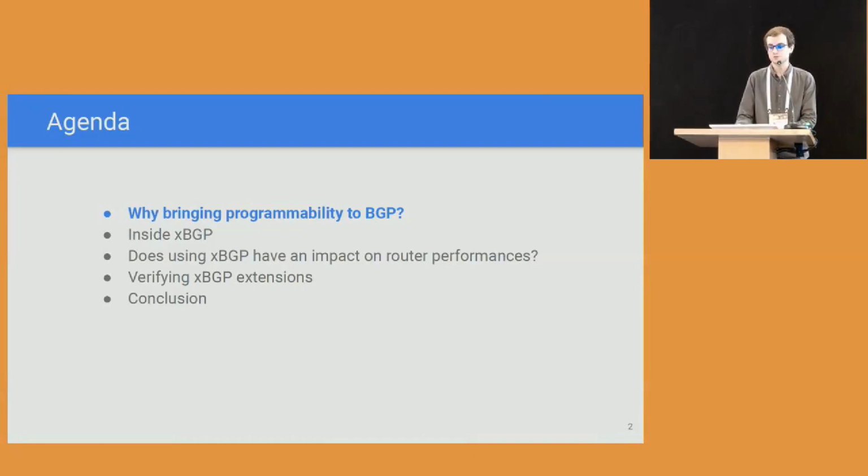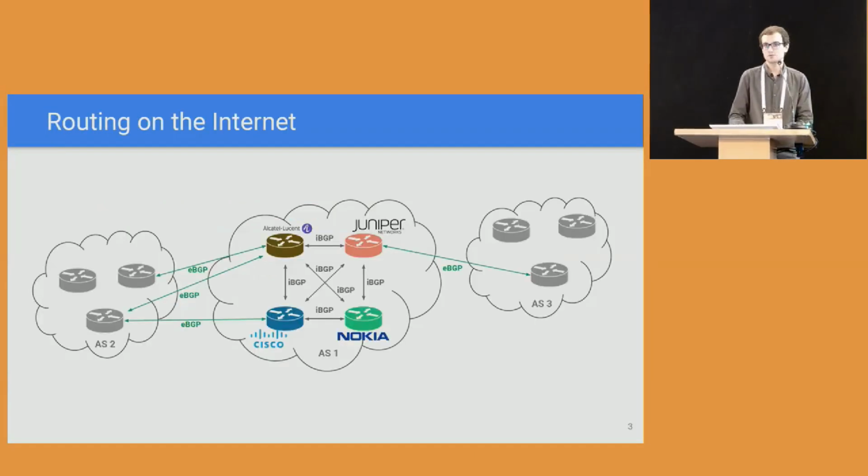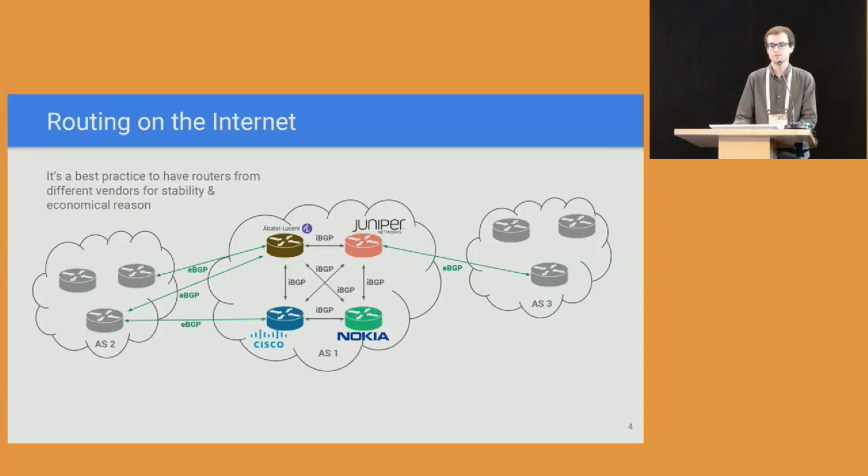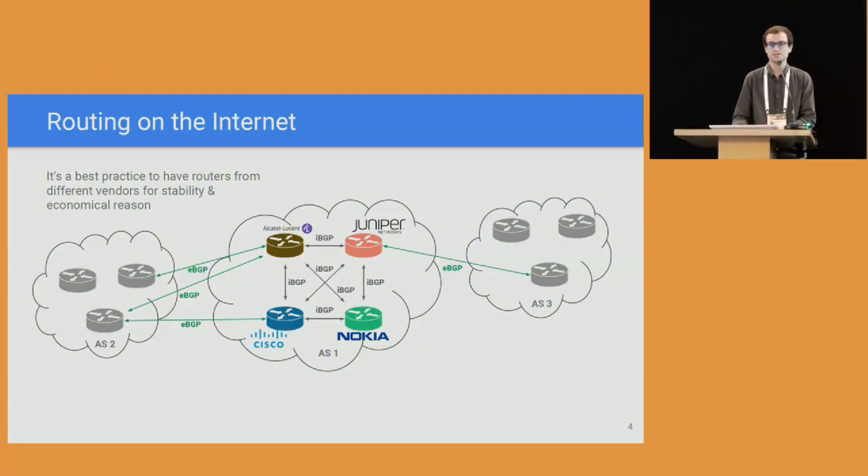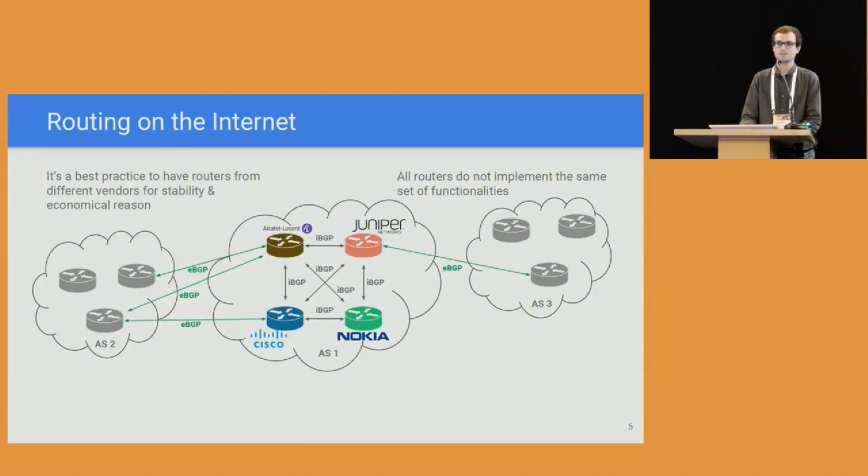So the first question we can ask is why we would like to bring programmability inside BGP. You might know that in modern networks, you have routers from different vendors for many reasons. The first ones are economical and stability reasons. For example, if one vendor has a crash or a bug, there is less chance that other vendors have the same problem. And this is the first problem, because all the vendors do not implement the same set of functionalities. This really restrains what network operators can do on their networks.